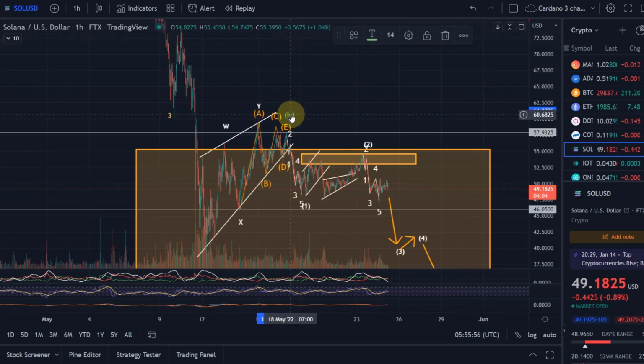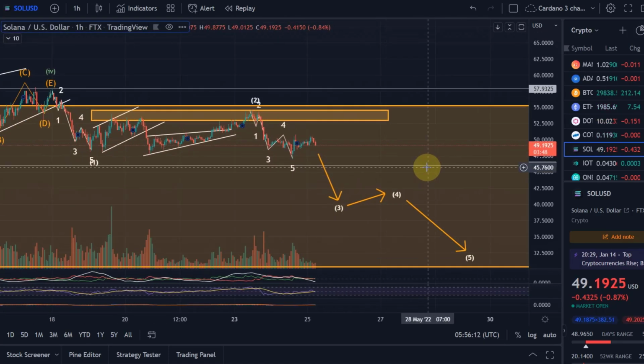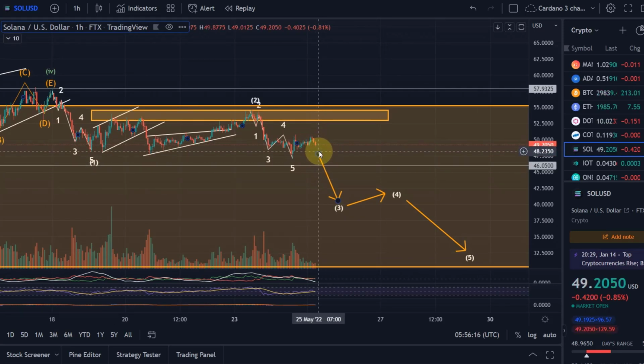I just want to always mention those invalidation points, because these are the key levels we need to look out for, key support, key resistance levels, that if they get broken, then we might need to look for something else here. But really at the moment, it's currently pointing down. We see a few red candles here on the 1 hour chart as well, indicating we could really see that sell-off starting here.